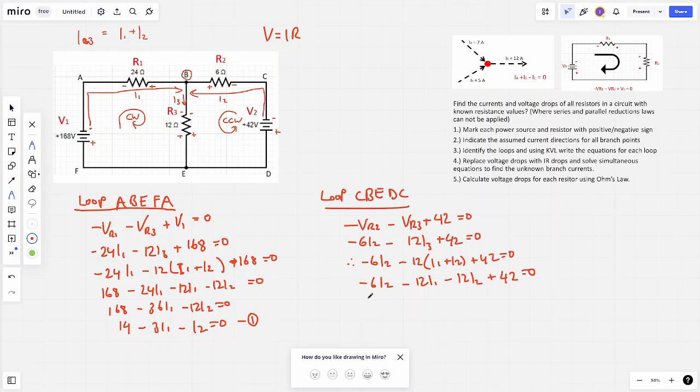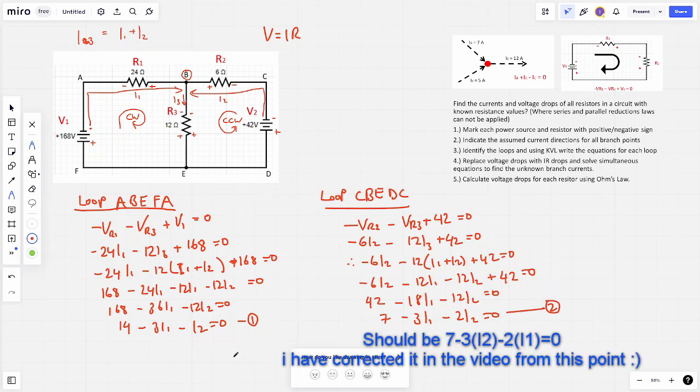Collate the like terms, we get 42 minus 18 I1 minus 12 I2 is equal to 0. Then we can divide this through by 6, I believe is the common factor here. So we can say that's 7 minus 3 I1 minus 2 I2 is equal to 0. And therefore, that's going to be our second equation.